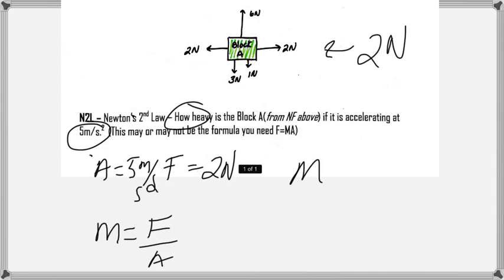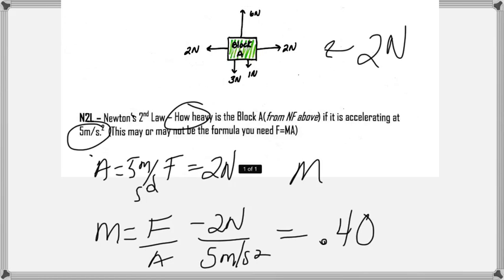So let's plug stuff in. Force is 2 newtons. Acceleration is 5 meters per second squared. What is our answer? So 2 divided by 5 is going to be 0.40. And what are our units? Well, it does say mass, and mass is always written in kilograms. So that is our answer. Bam. Done.